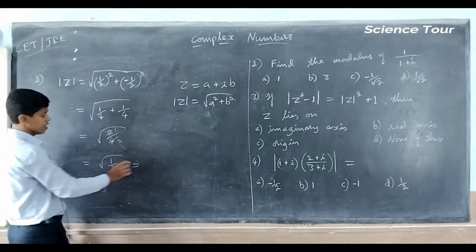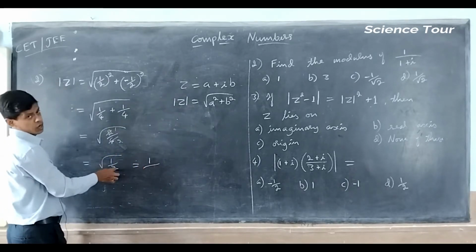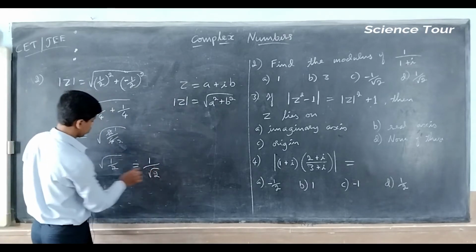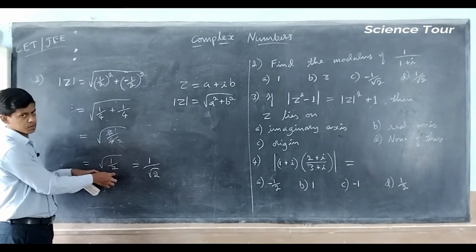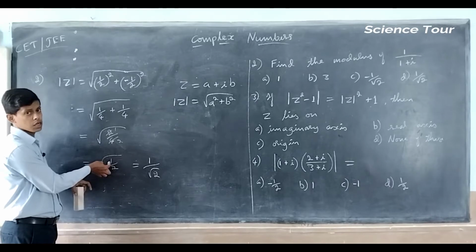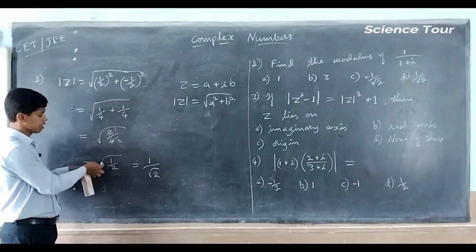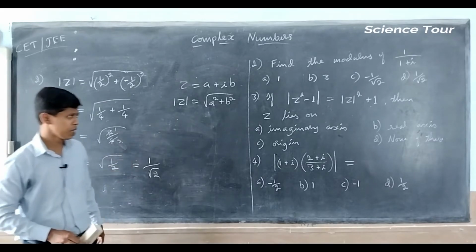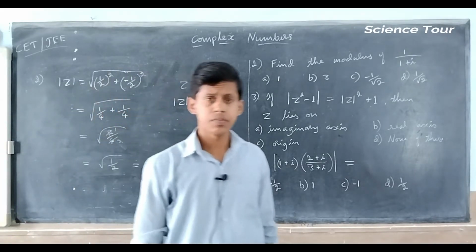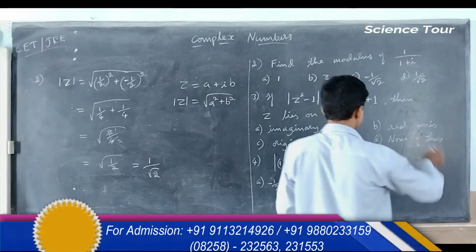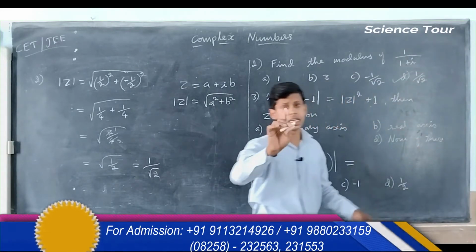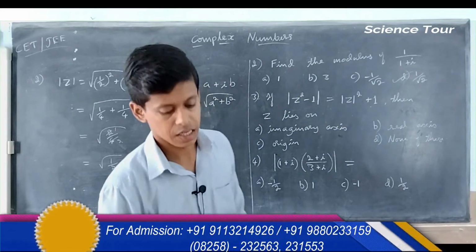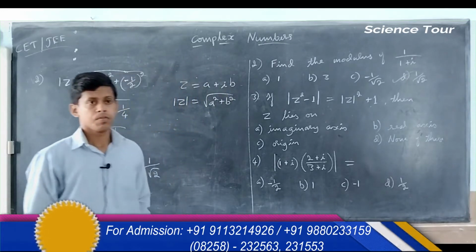Now the square root of 1 is 1, and the square root of 2 in the denominator, because the root applies for both. So take the root for the numerator and the root for the denominator as well. So 1 by root 2. Where do you see that? Yes, option D. Hence option D is the right answer for the second question.